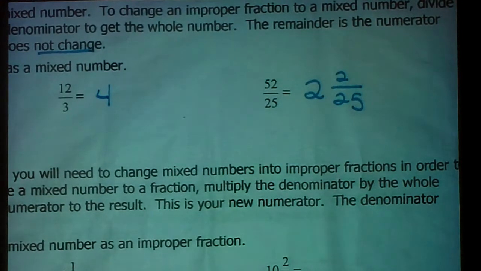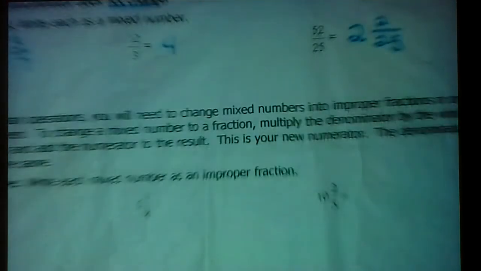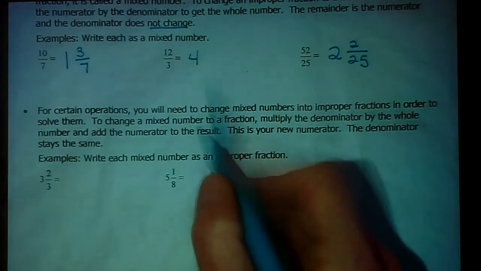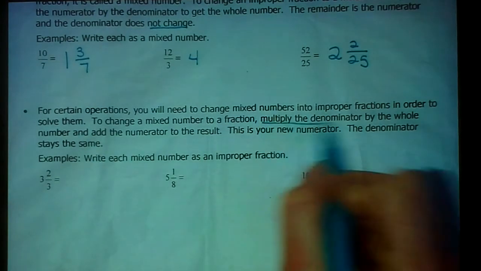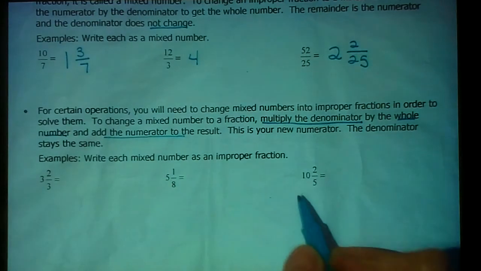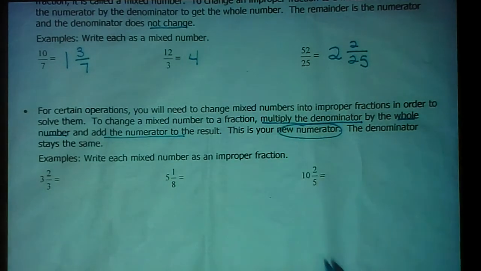All right, for certain operations, you need to change mixed numbers into improper fractions in order to solve them. So not only do you need to know how to go from improper to mixed, you have to know how to go from mixed to improper. To change a mixed number to a fraction, you multiply the denominator by the whole number, and then you add the numerator to the result. That's your new numerator. The denominator will always stay the same.